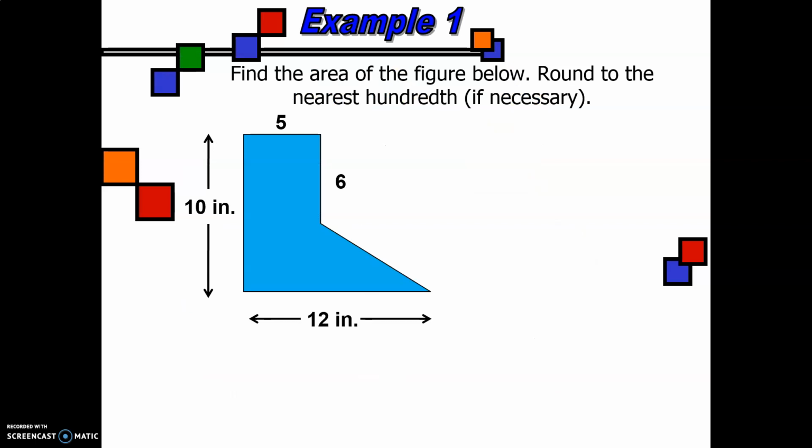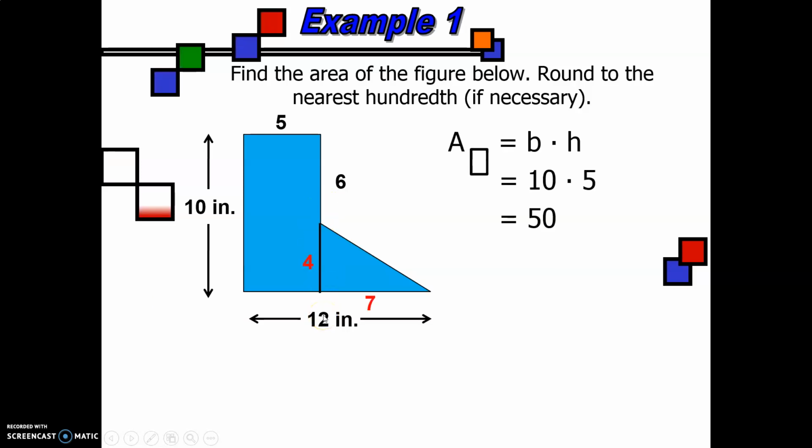Alright, so here's our first example. Find the area of this composite figure below, round to the nearest hundredth if necessary. So I'm going to show you a couple of ways you can do this. One possible way is to draw a vertical line right here that separates this triangle from this rectangle. And notice how this is a 4.